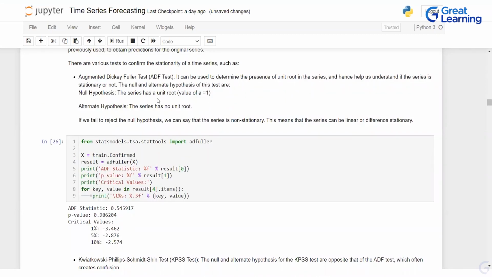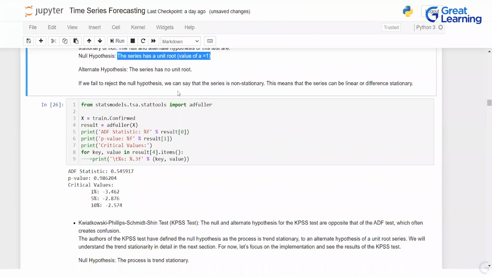The null hypothesis is that the series has a unit root, which means the series is non-stationary, and the alternate hypothesis is that the series is stationary. Sorry, that's for KPSS. For ADF, the null hypothesis is that the series is non-stationary, and the alternate says the series is stationary. So if we fail to reject the null hypothesis, we are saying the series is non-stationary.